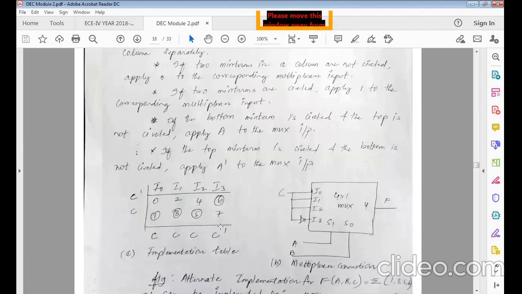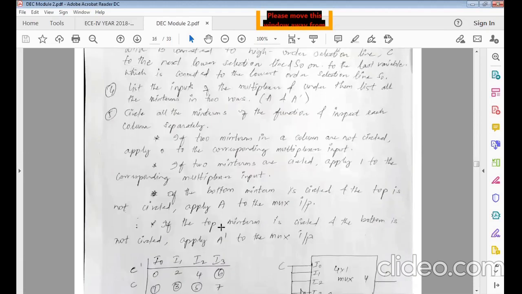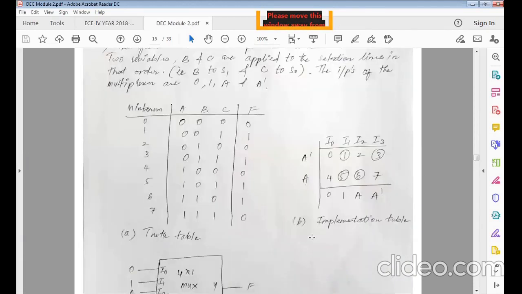But behind the screen, what is happening? As I explained, with this table, you have to work it out, because suddenly I might then take B as your input and take A and C as your select lines. So in that way, you should be very careful. Understood?